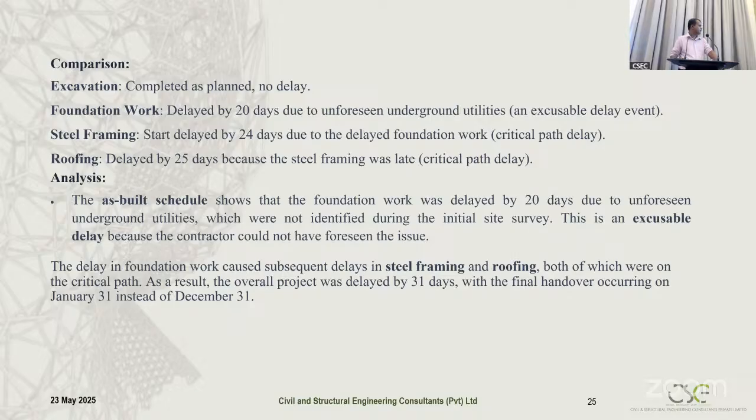From the analysis, the schedule shows that the foundation work was delayed by 20 days due to unforeseen ground conditions. In that case, we can say those are excusable delays. Unforeseen conditions, we are giving the extension of time because the contractor is not liable for those situations. Moving with that, we are completing the project by 31st January, and overall we have 31 days extension of time with this analysis. Okay, that's a simple example for you to understand. So this is a simple method we have in our delay analysis.